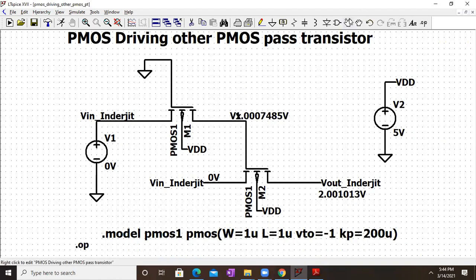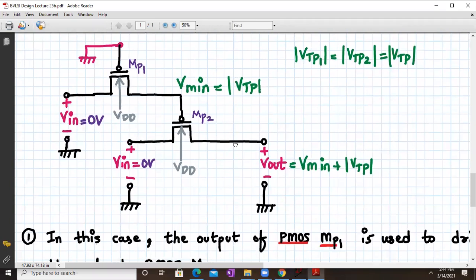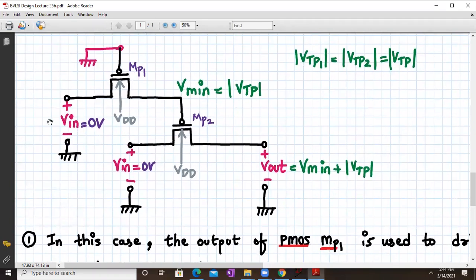My Vx is 1 volt and my Vout is 2 volt. Okay, my Vx value is 1 volt and my Vout value is 2 volt. Now let us try to understand this. Let us again go back to the circuit. So this is my circuit, and Vin is applied as 0 volt. So let us see what will be the output of the first transistor.